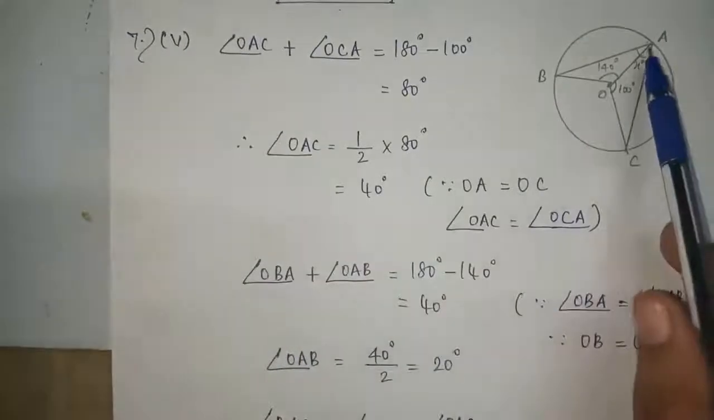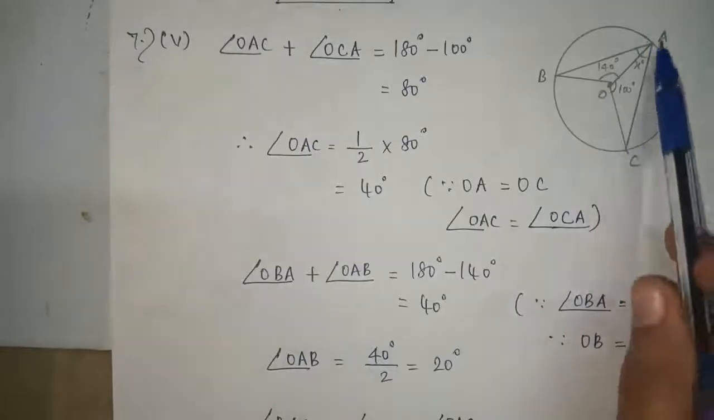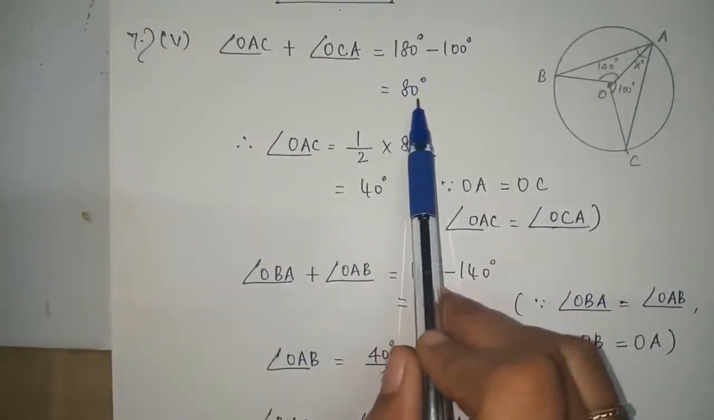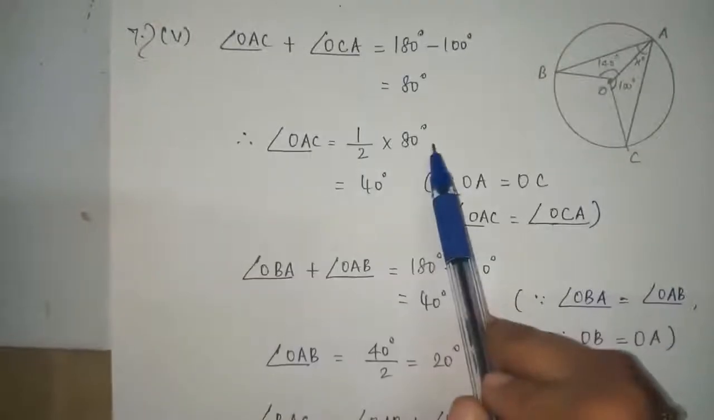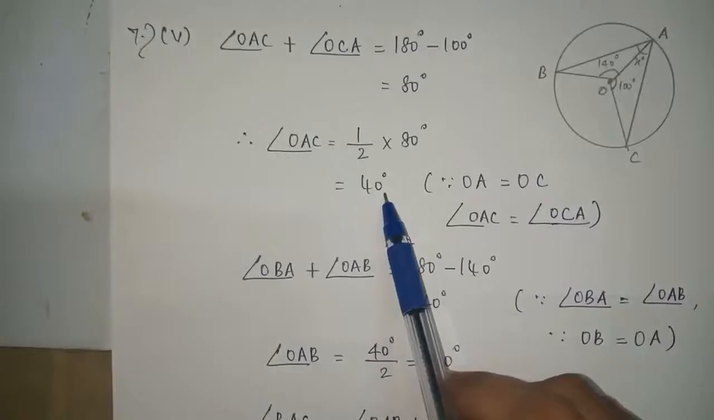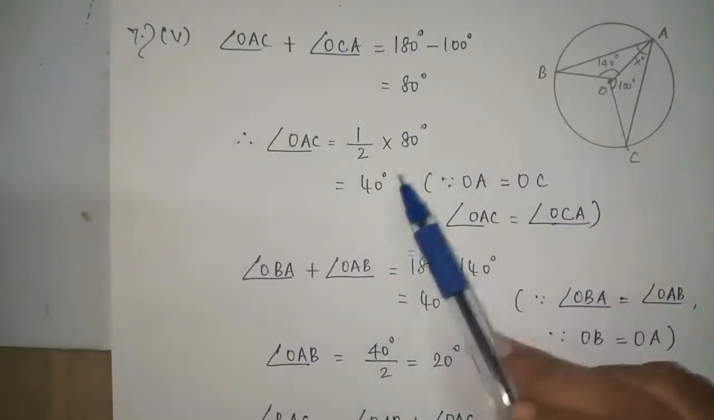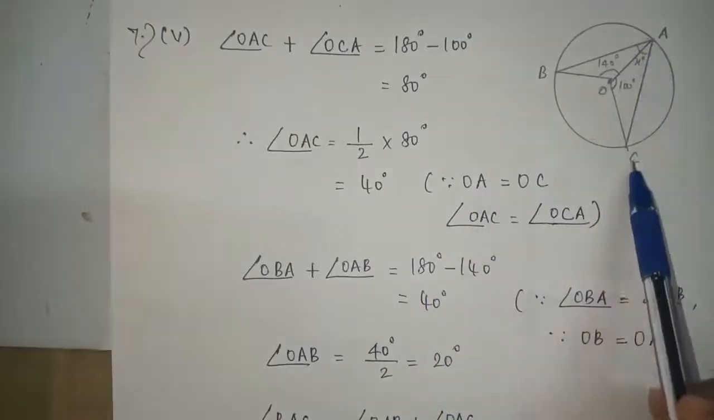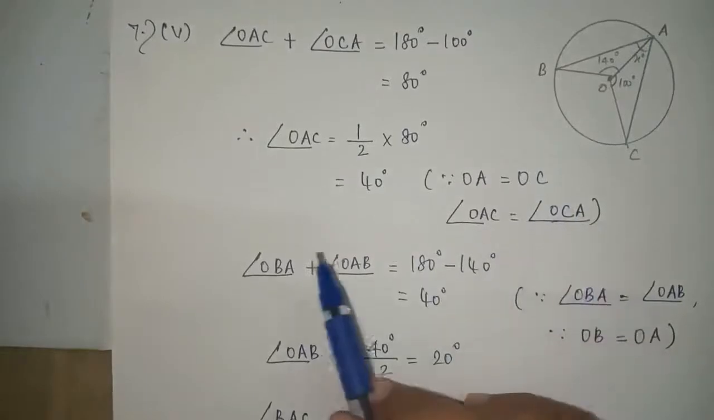Angle OAC. Here we can see angle OAC plus angle OCA is equal to 180 degree minus 100, which is equal to 80 degree. Then angle OAC is equal to half of 80 degree, which is equal to 40 degree. So OA is equal to OC. OA and OC are the radius. So angle OAC is equal to angle OCA.